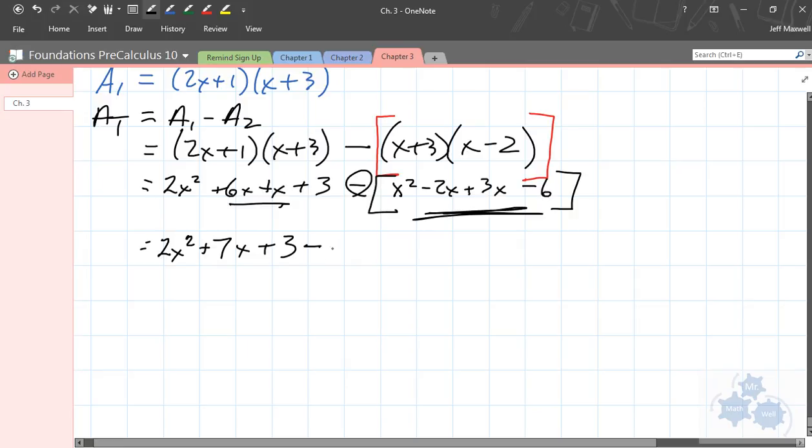So we're subtracting x squared. We are adding 2x because we're subtracting a negative 2x. We are subtracting a positive 3x, and we're subtracting a negative 6 that turns into a plus 6. So does everyone see what I did there? Because this is super, super important. And students often mess up right here.